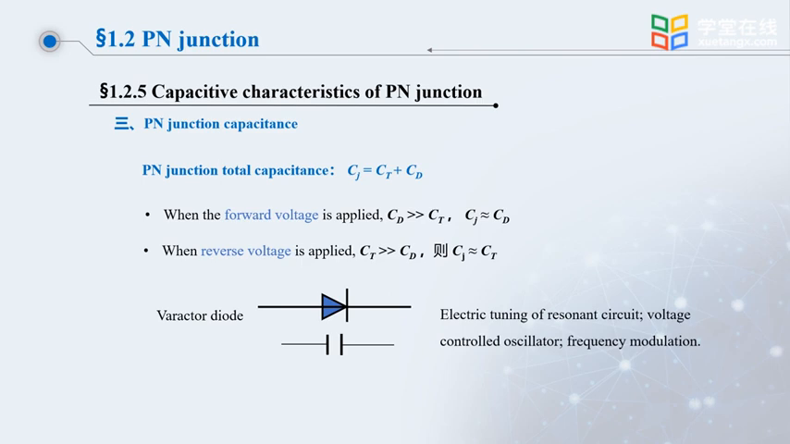Applying the capacitance characteristics of the PN junction, we can make a varactor diode. Varactor diodes can usually be used for electrical tuning of resonant circuits, voltage-controlled oscillators and frequency modulation. This is the PN junction, its formation process, and various characteristics of the PN junction.